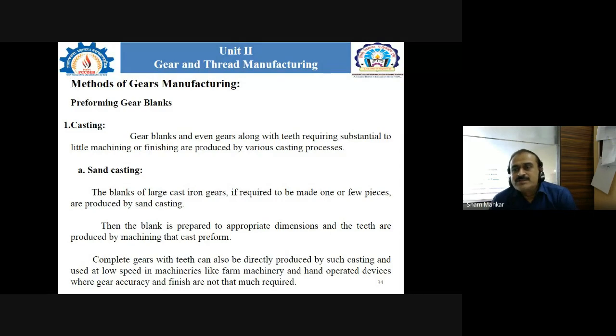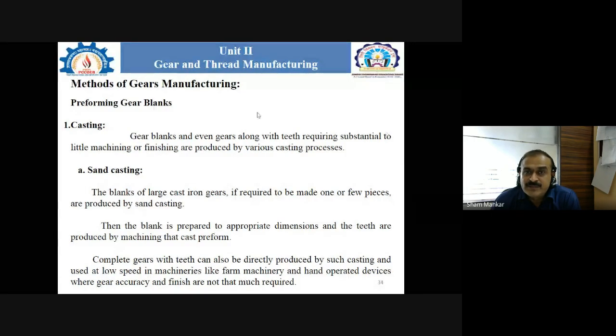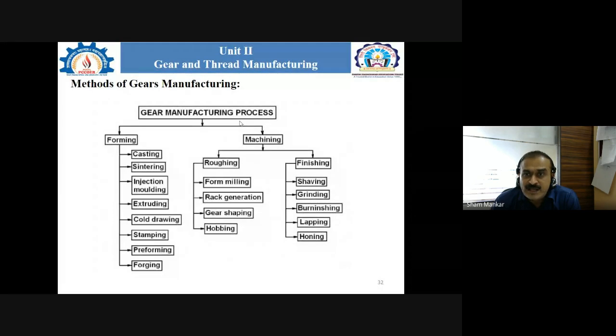If you just observe slide number 34, it is mentioned that casting is one of the methods of gear manufacturing process. Remember, casting is a forming process. We must understand exactly the difference between the forming process and the machining process. So would anyone like to differentiate between the forming process and the machining process? Anyone voluntarily? What exactly is the meaning of the forming process and what exactly is the meaning of a machining process?